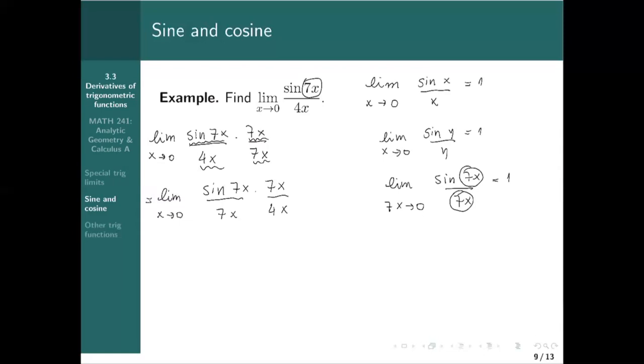Well, in the second fraction we have x in the numerator and x in the denominator, so they cancel each other. And now as x goes to 0, 7x is also going to go to 0. So we can use our special trigonometric limit that tells me that this limit is equal to 1. So the limit of the first fraction is 1. And for the second fraction, we have simply 7 over 4. So this limit is going to be equal to 7 over 4.